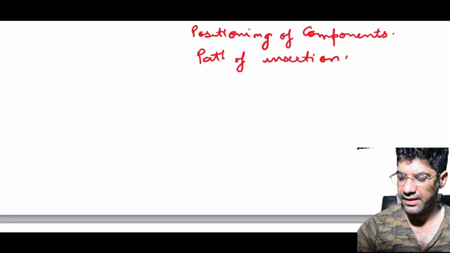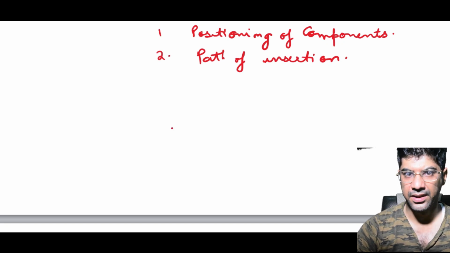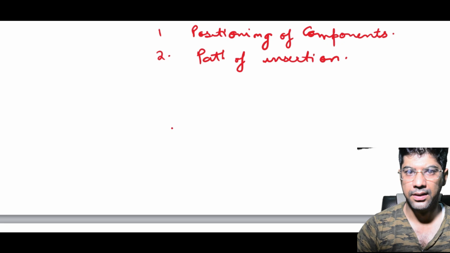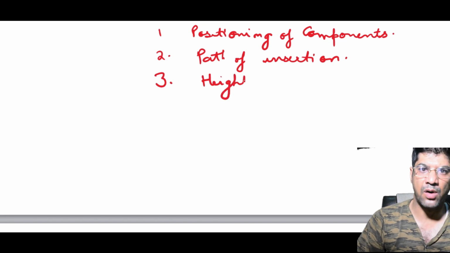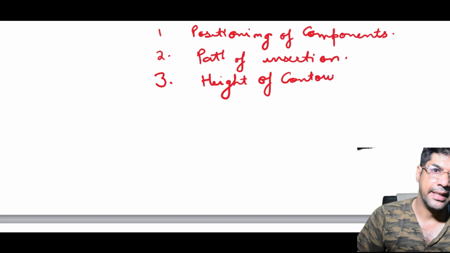The second objective is path of insertion: determining the path of insertion for the prosthesis so that there is no interference along the path. That means identifying the most efficient way to insert and remove the denture without causing any issues with the surrounding structures or abutment teeth.